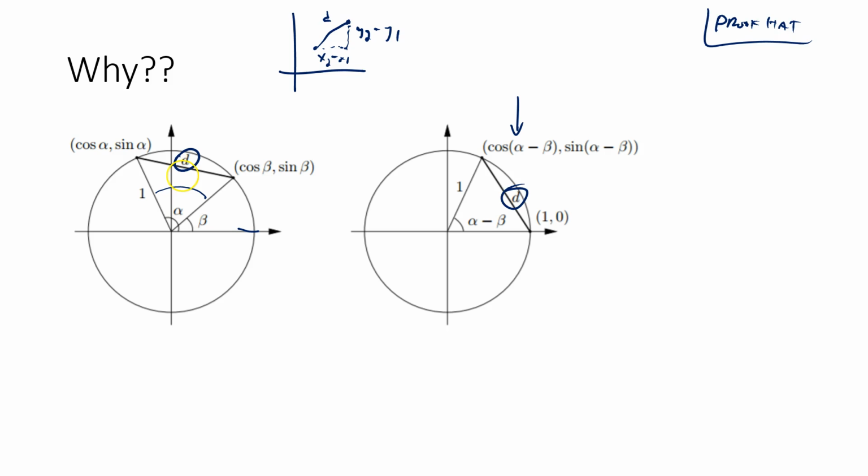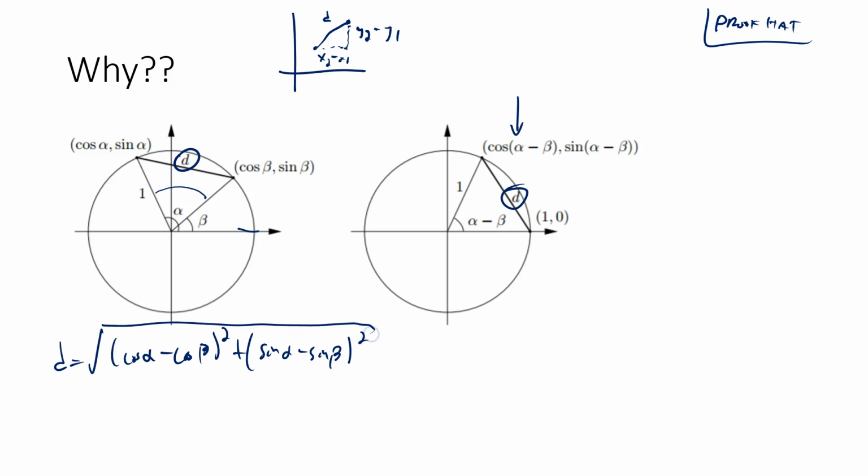So this distance right here is going to be the square root of the difference of the cosines, so cosine alpha minus cosine beta squared, plus the difference of the sines, sine alpha minus sine beta squared. Cool. And the distance over here, which we know is the same, we're going to just set it up, so then we're going to set them equal to each other.